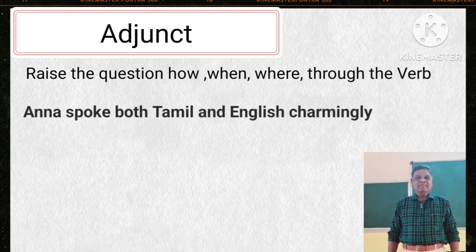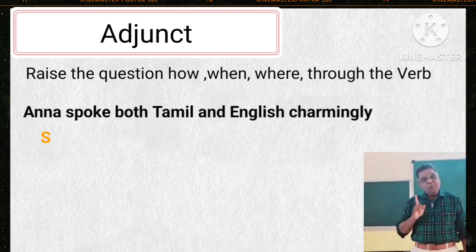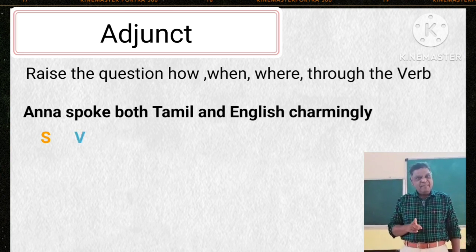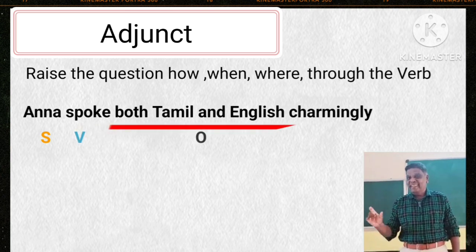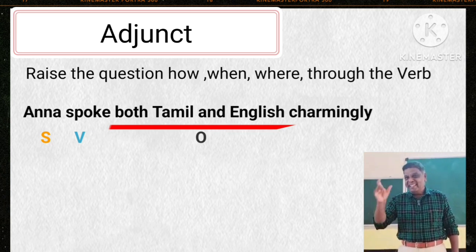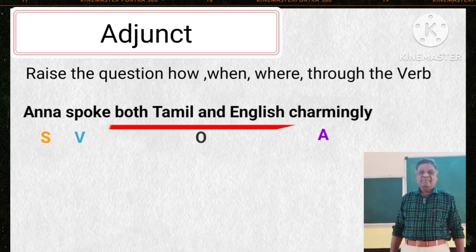One more example for adjunct: Anna spoke both Tamil and English charmingly. Anna is the subject, spoke the verb. What did he speak? Both Tamil and English. It is the object. How did he speak? Charmingly. Charmingly is an adverb and charmingly is an adjunct.